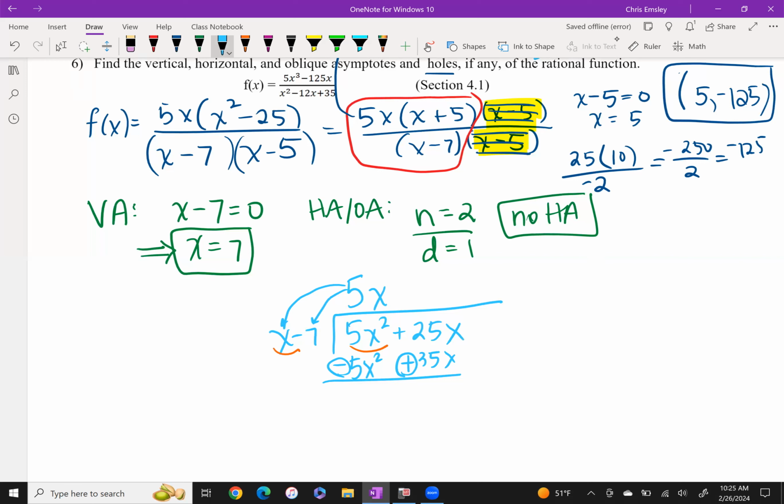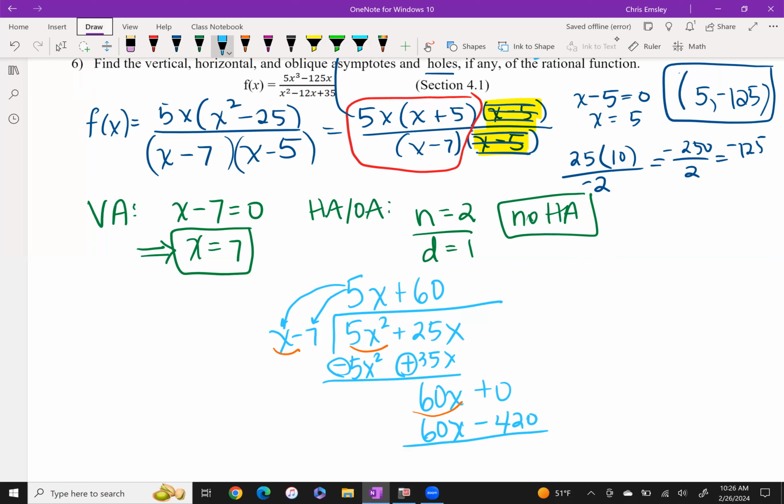And here we get 25 plus 35, which is what, 60x? We don't have anything left to bring down. You can bring down a 0 if you like it for a placeholder. What do I multiply x by to turn it into 60x? Well, that is a positive 60 is what I need. Multiply that down, distribute it. 60 times x is 60x. 60 times negative 7 is negative 420. Again, subtract.